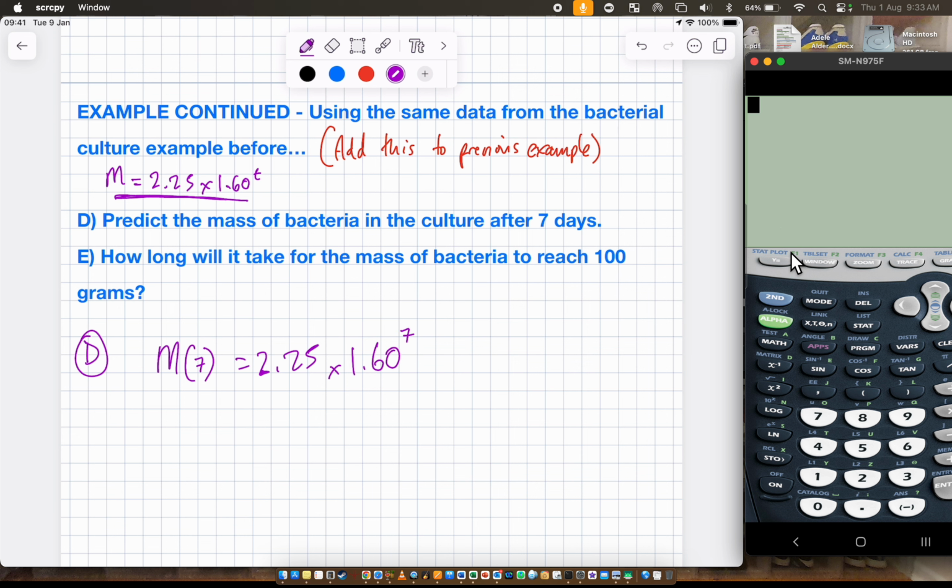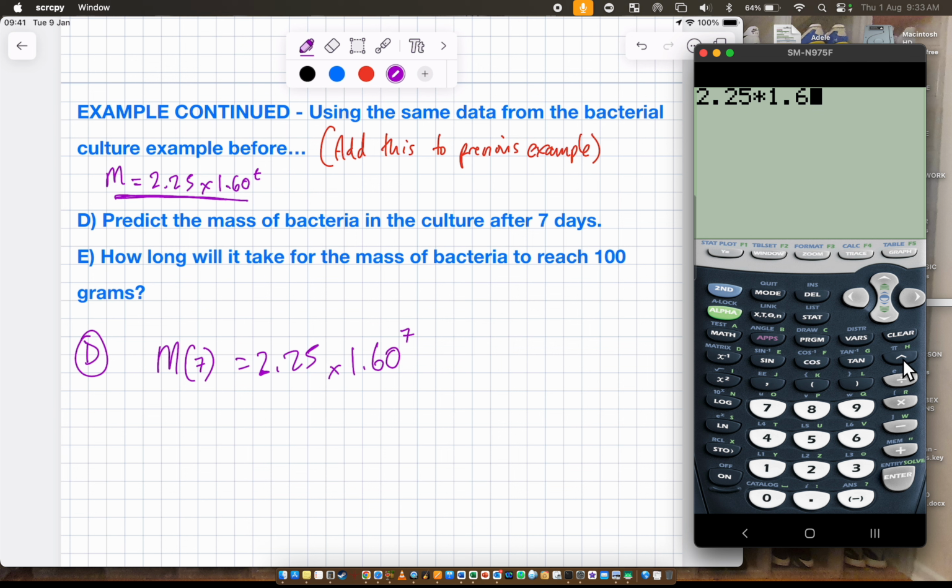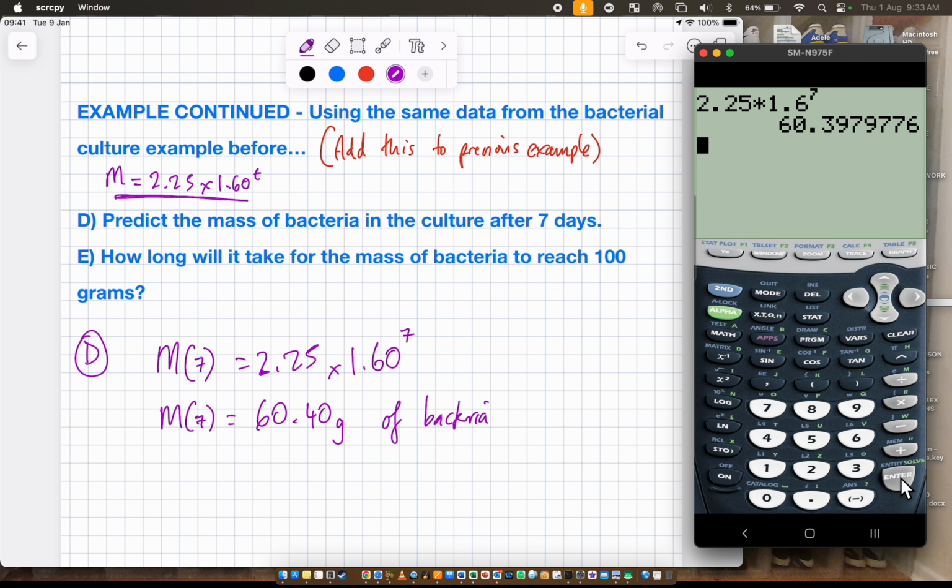So I go to my normal calculator function. 2.25 times 1.6. The power button is that little hat symbol there. To the power of, see how it makes it small? 7. So that is telling you m, when it's 7, is equal to 60.40 grams of bacteria after 7 days. Easier process, right?